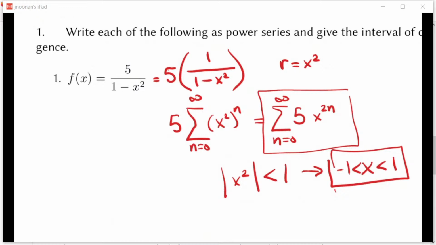Okay, so let's go ahead and take a look at this. Here's the first one. This one isn't too difficult because you already have it as 1 minus x squared in the denominator. So you're like, oh, r has to be x squared. And I just don't like the 5, so pull the 5 out. And then you get this. That one's pretty straightforward. X squared has to be between 1 and -1, which means x is between 1 and -1. So hopefully that's not too shocking.